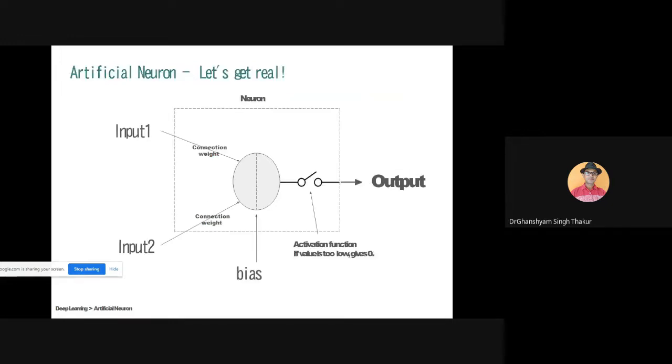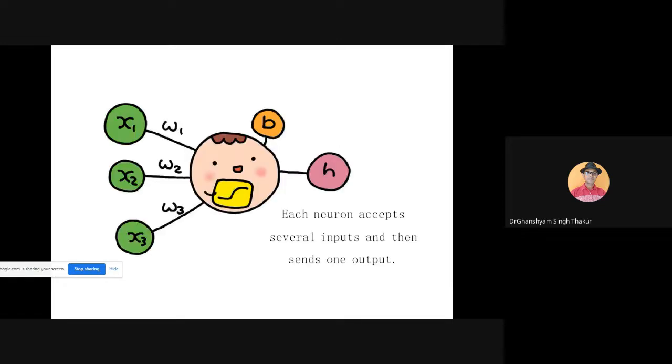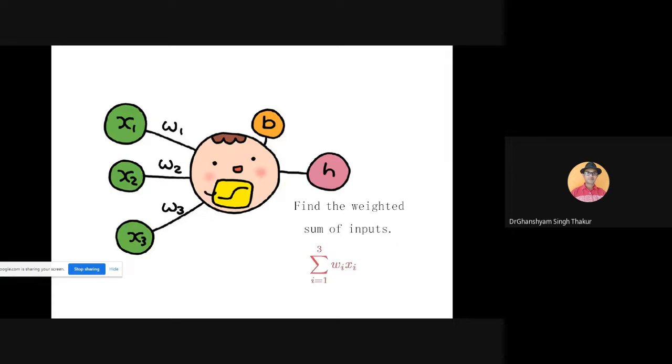The whole neuron you can see in the diagram. Input one is connected with weight 1, and input 2 is connected with weight 2, and the bias, and an activation function; if the value is low, it goes to 0. And the action of every neuron is basically the same. So the particular neuron includes the different inputs, different weights, some bias, and a single output, with some activation function. Each neuron accepts several inputs and then sends one output.